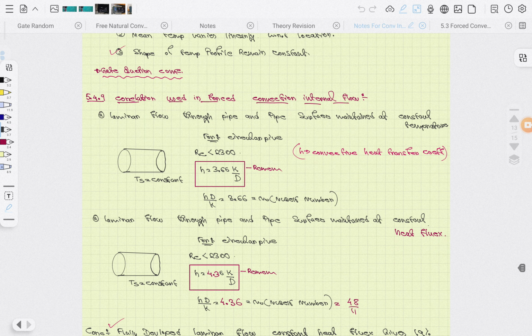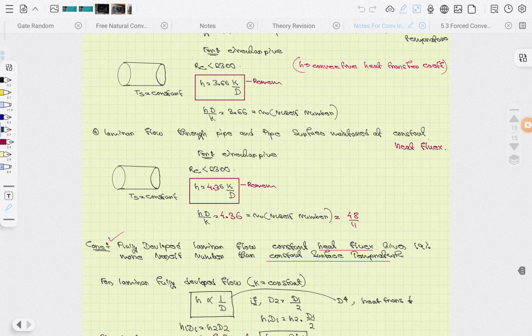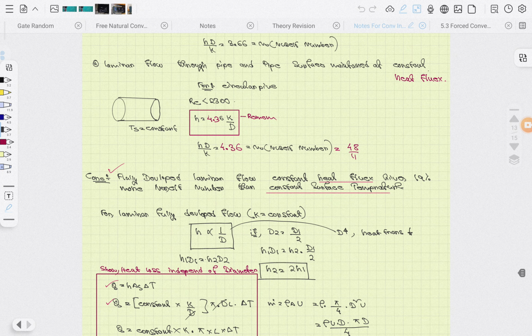Laminar flow through a pipe with surface maintained at constant temperature, that is for circular pipes, Reynolds number is less than 2300, so h is 3.66 into k by d. So hd by k is equal to 3.66, the Nusselt number. Laminar flow through a pipe with surface maintained at constant heat flux, Re less than 2300, so h equals 4.36 into k by d, so Nusselt number is 4.36. And fully developed laminar constant heat flux gives 19% more than this value.